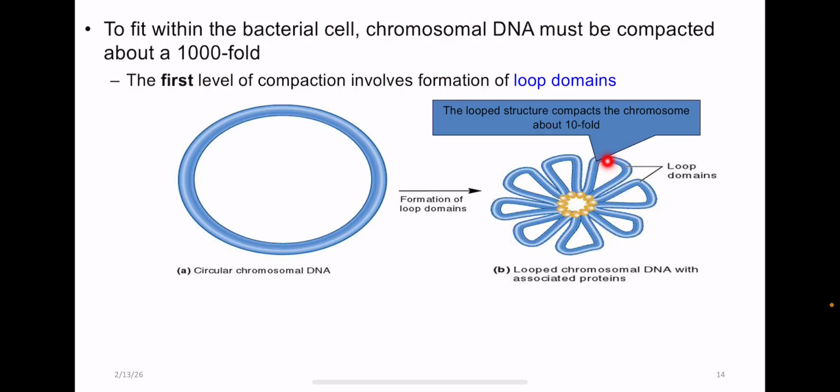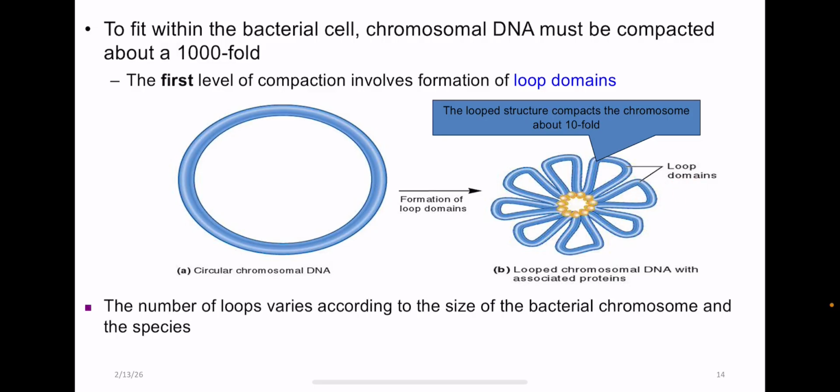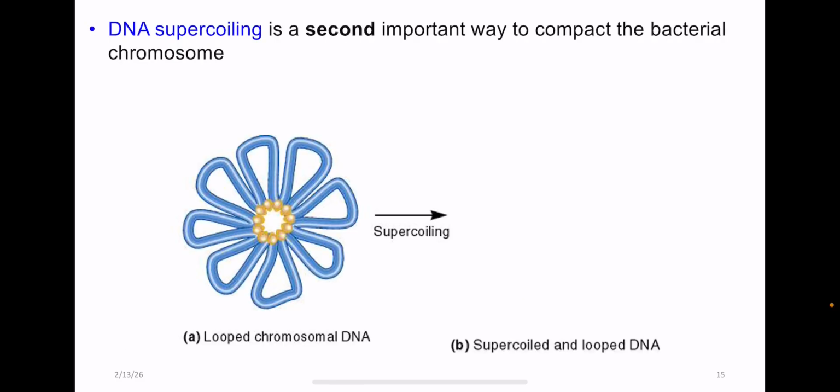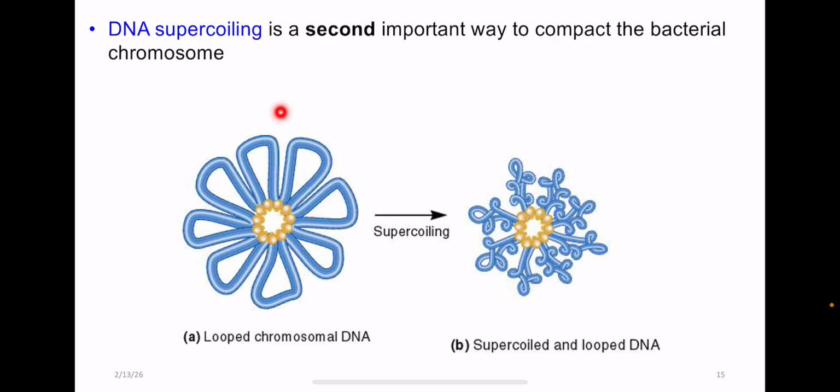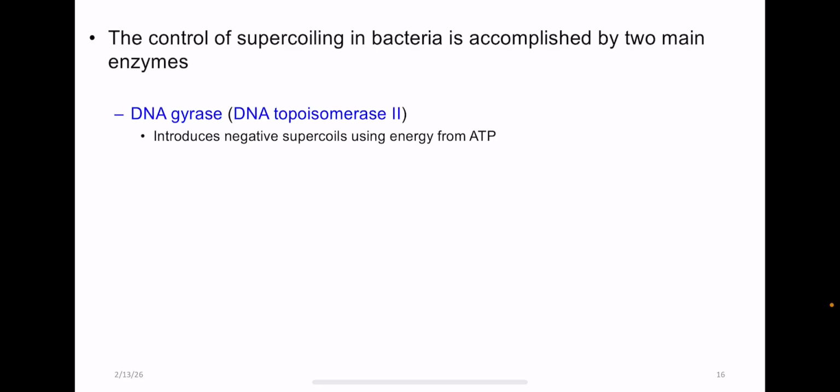Each loop is like folding the bacterial chromosome 10-fold, and the number of loops depends on the bacteria, or the size of the bacterial chromosome. The second one is supercoiling of the loops that we formed. Supercoiling can be negative or positive. The individual loops are going to be supercoiled, and this will further reduce their length but increase their thickness. These are the two levels of folding in bacteria.